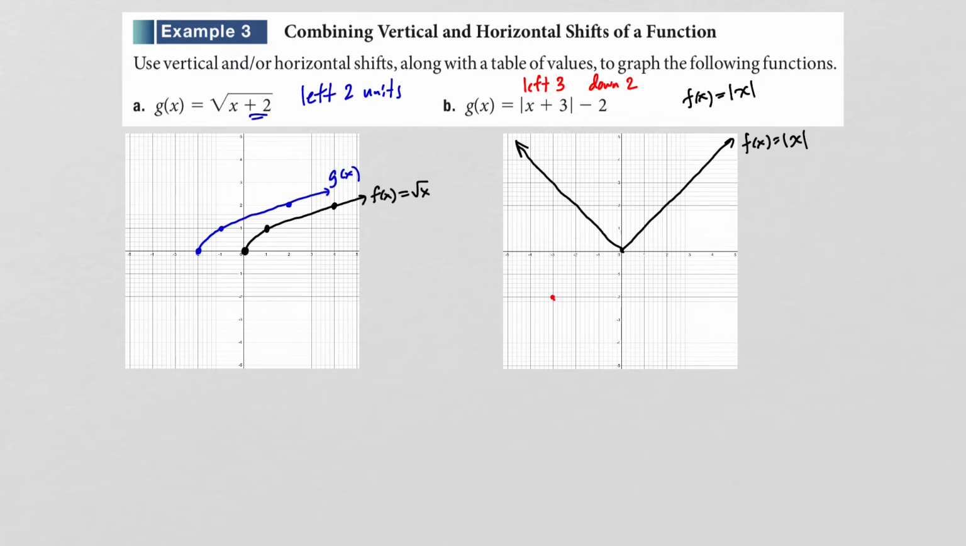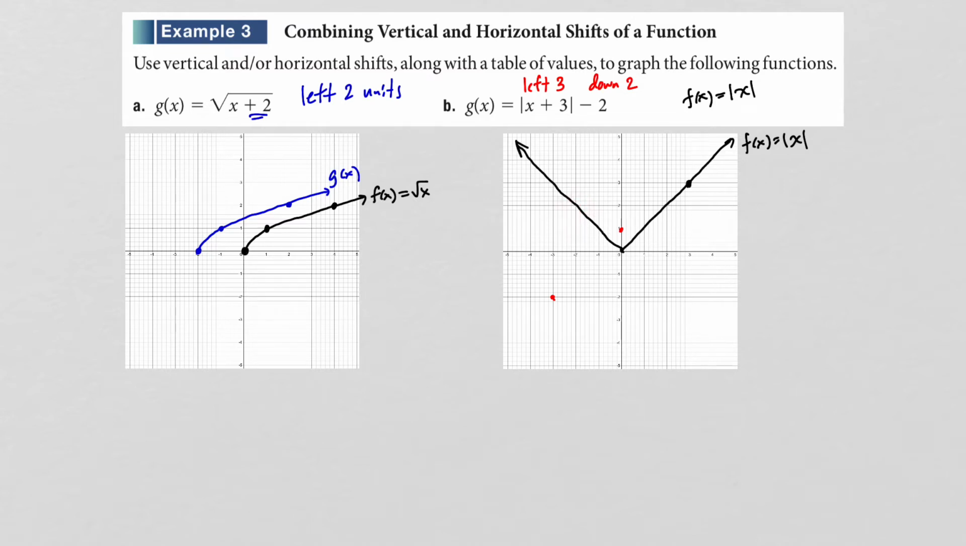And then just pick a couple of other points. And it could be any points on the graph. So if I take this point here, which is 3, 3, and I shift that point to the left 3 and then down 2, that puts us at the point 0, 1. And then let me just pick one more point here. Suppose I pick the point negative 2, positive 2.